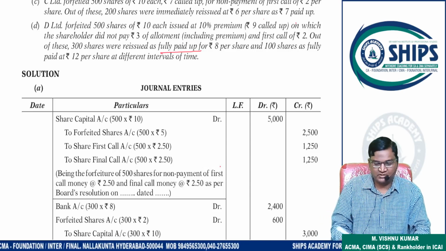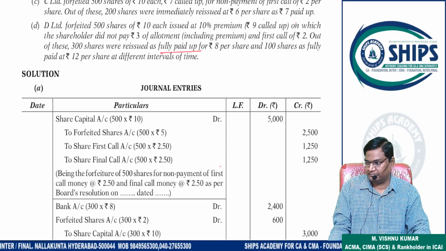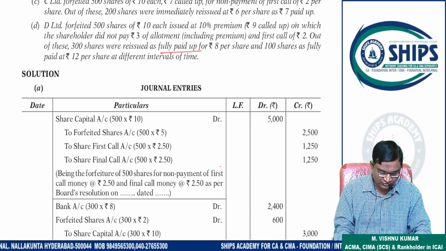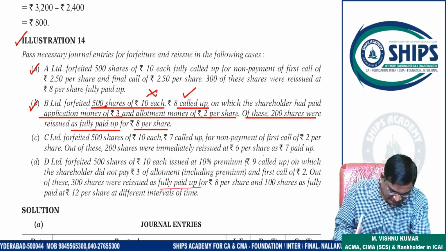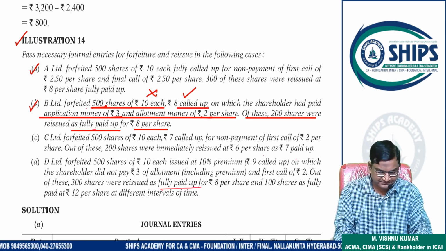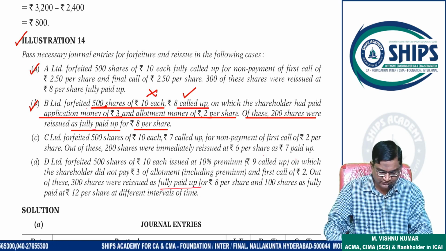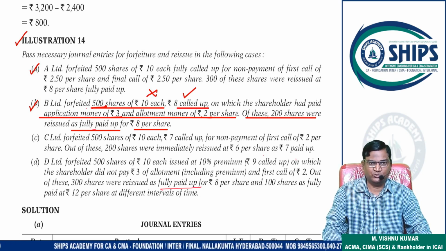Okay, in the previous class we started the ratio of forfeited shares. One example is pending, so we have to complete that now. First we will complete that, thereafter we will start another example. So today this topic is going to be completed.